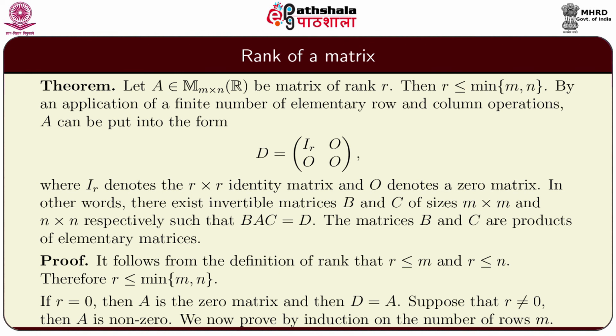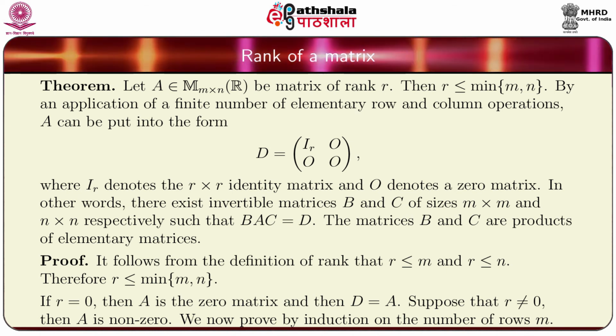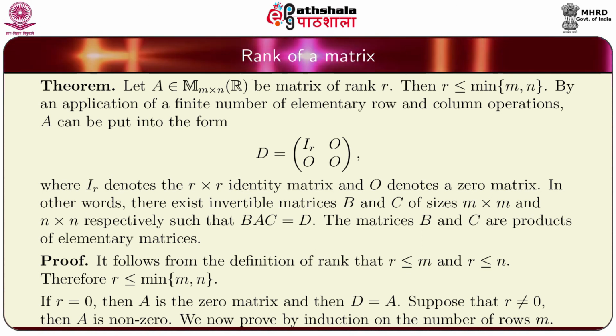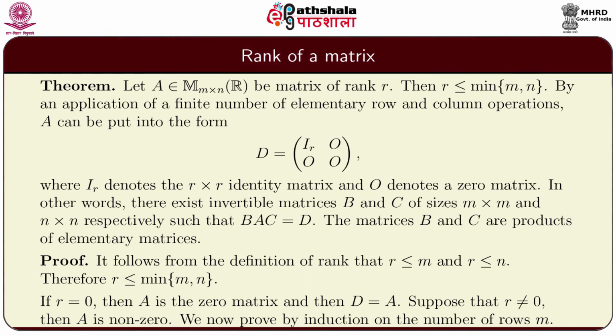The theorem says that if A is an m cross n matrix of rank r, then r is at most minimum of m and n. And by an application of a finite number of elementary row and column operations, A can be put into the form D, where D is written in the block form. So what you see on the top left corner is I_r, that is the r cross r identity matrix, and 3 spots filled with the 0 matrices.